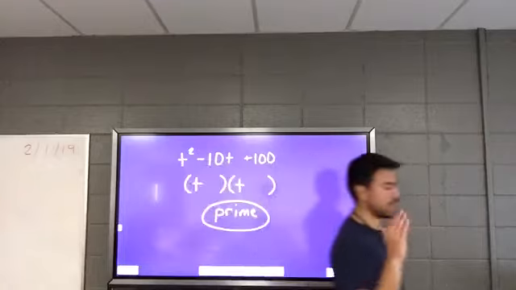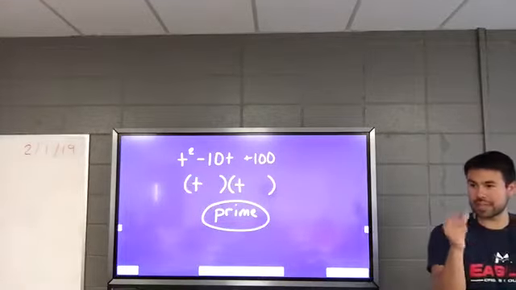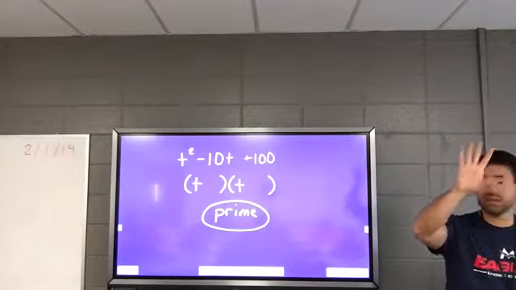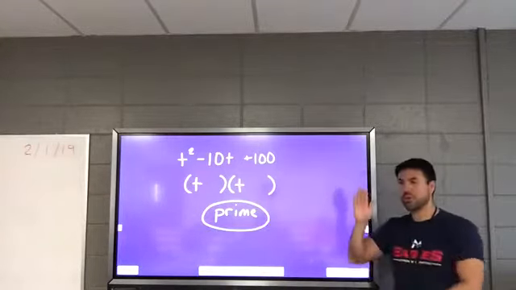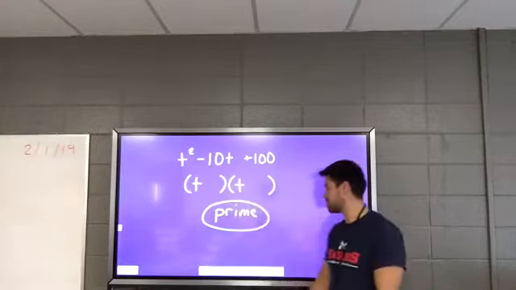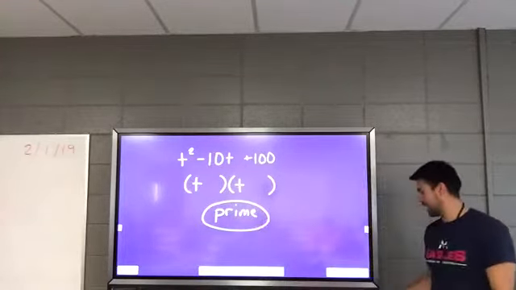Because this method is so quick and easy, if you can first identify it as a perfect square trinomial, then you can just come up with the answer right away. But if it's not, you try it another way and see if that works. Sometimes it does, sometimes it doesn't.